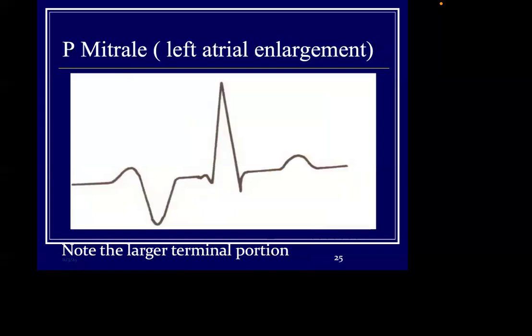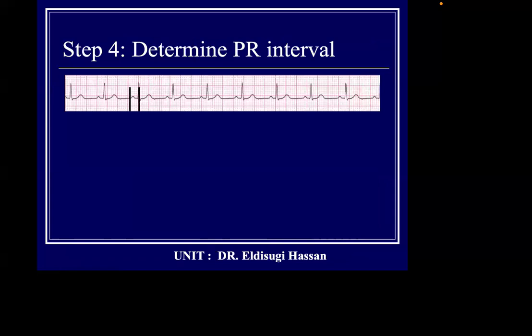In left atrial enlargement or P mitrale, you find a biphasic P wave, but the next portion of the P wave is larger than the first portion. And this is called P mitrale. And from this ECG, confidently we can say likely the left atrium is enlarged and the right atrium usually is not enlarged. And you will confirm this by doing echocardiography for such a patient.